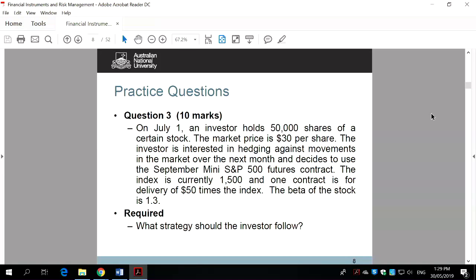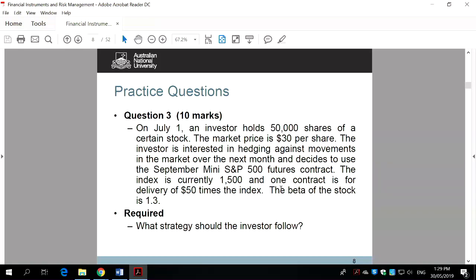Okay, so this question says, on the 1st of July, an investor holds 50,000 shares of a certain stock, and the market price is $30 per share. The investor is interested in hedging against the movement in the market over the next month and decides to use the September mini S&P 500 futures contract. The index is currently 1500, and one contract is for delivery of 50 times the index. So basically 1 point is $50. So that's the multiplier.